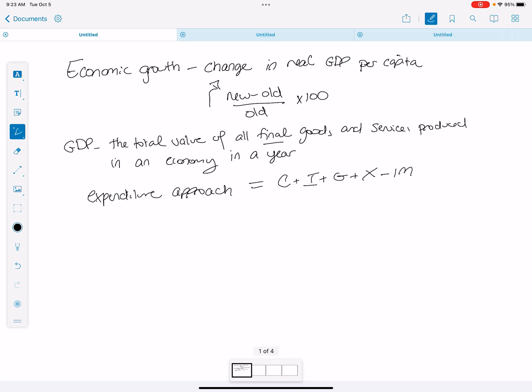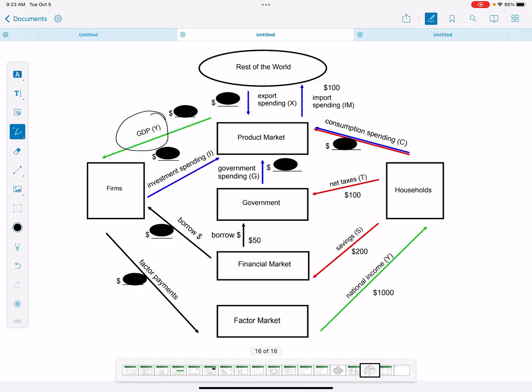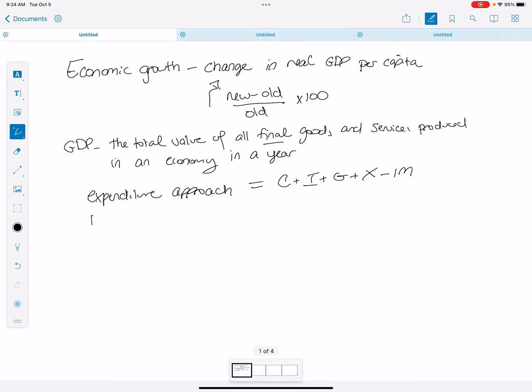What was the other approach? The other approach was national income. So we can measure the size of the economy based on the value of what we make in terms of the goods and services, but we can also look at the size of the economy based on what we pay to make those goods and services. So we're national income, that's our income approach. And what was the formula for our income approach?